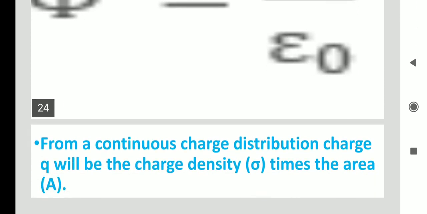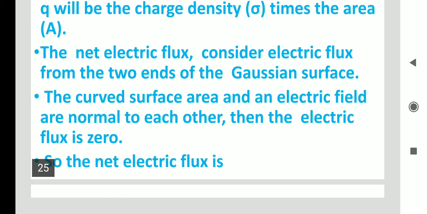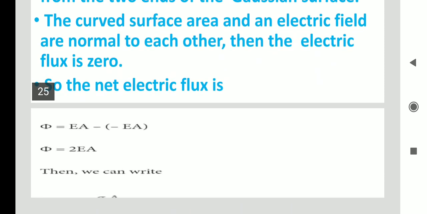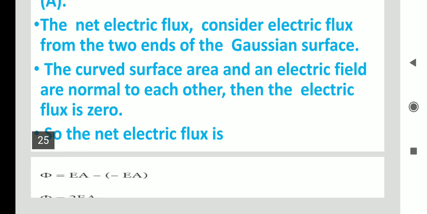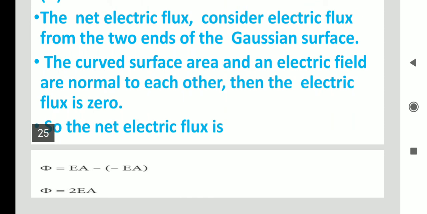According to Gauss law, phi equal to Q by epsilon naught, for a continuous charge distribution. The net electric flux from both ends is EA plus EA. Why do we consider both? We consider electric flux from the two ends of the Gaussian surface. The net electric flux must be considered from two sides. So the net electric flux is EA minus of minus EA, minus minus plus, so phi equal to 2EA.